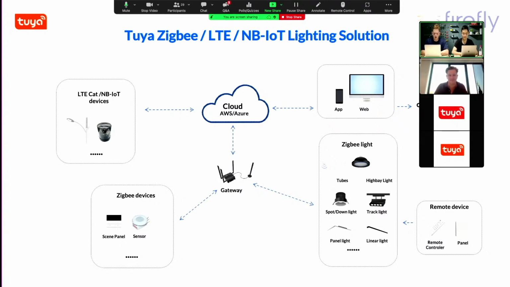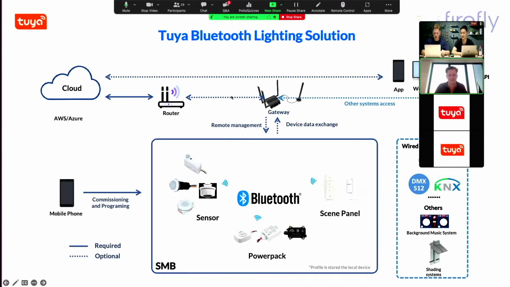Yeah, I think that's a good point. And I think what we'll probably do on the next slide, once we get a bit more background on all the solutions that are available, is go on to discuss some of the examples of where we apply this in different situations, in different buildings. So for the next one, we're going to have a quick look at Tuya's Bluetooth lighting solution.